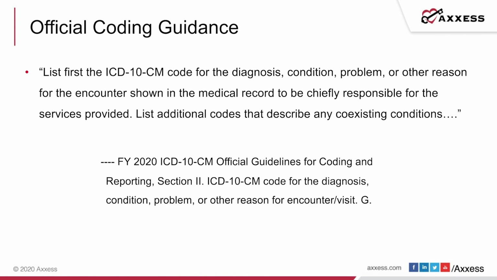All right, the next part we're going to see in official coding guidance says, list first the ICD-10-CM code for the diagnosis, condition, problem, or other reason for the encounter shown in the medical record to be chiefly responsible for the services provided. List additional codes that describe any coexisting conditions, and those additional codes go in the secondary spots in 1023 or on your claim in position number 2 through 25. This rule again comes from the official guidelines and conventions for the ICD-10 set, and you'll see the reference here on the page as to what section if you wanted to find it yourself.